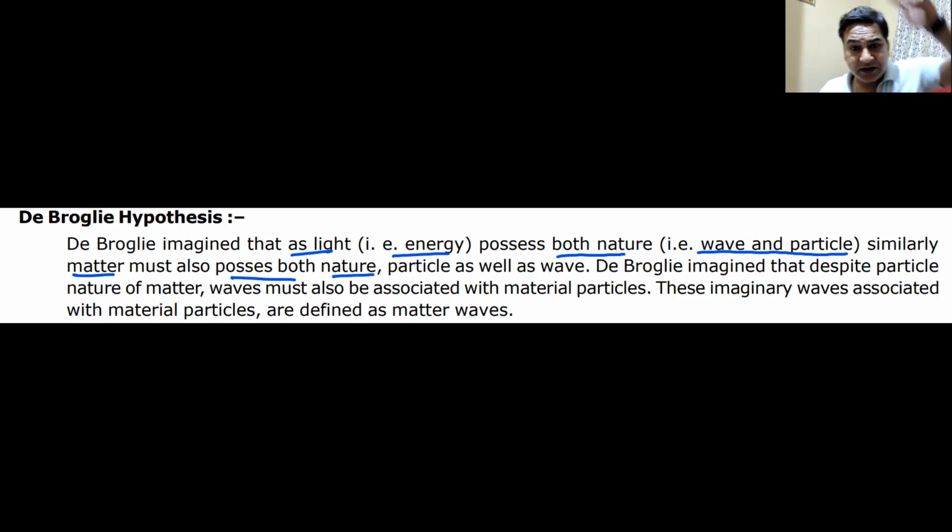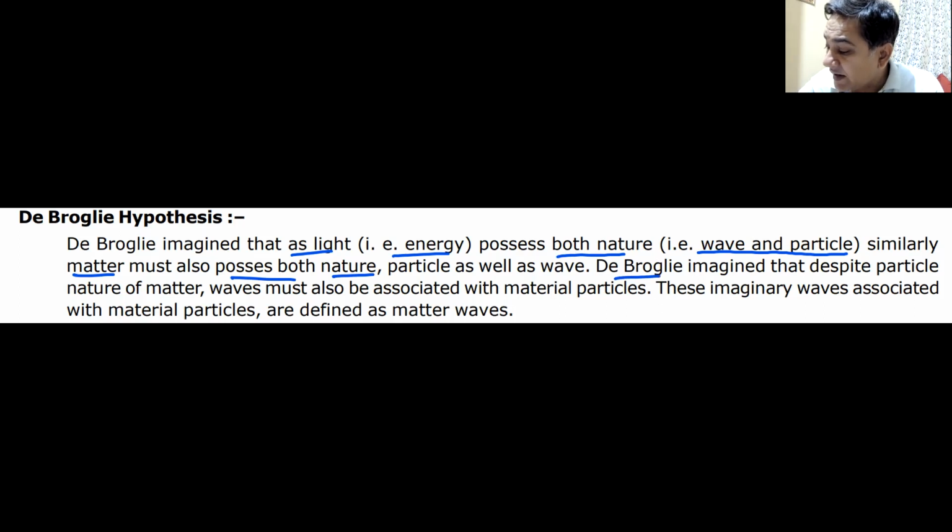I am one matter, I am a particle, I have mass. So I have both natures. I have a particle nature as well as a wave nature. Any matter can have both natures. It can have a particle nature as well as the wave nature. Do we understand this?